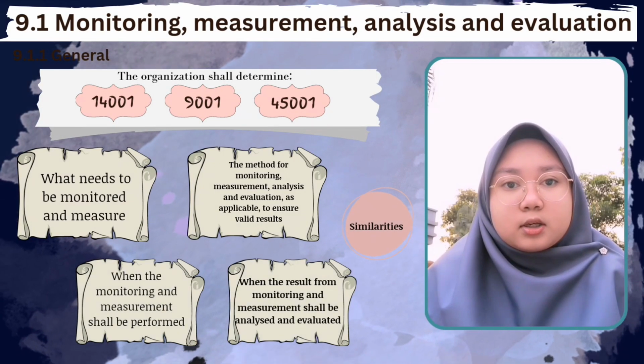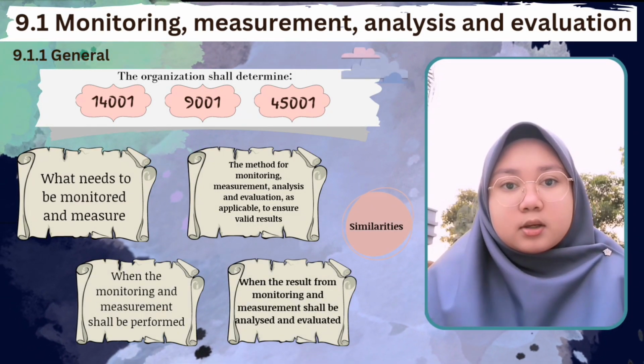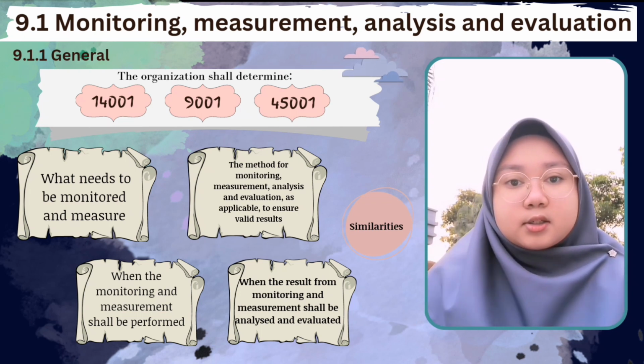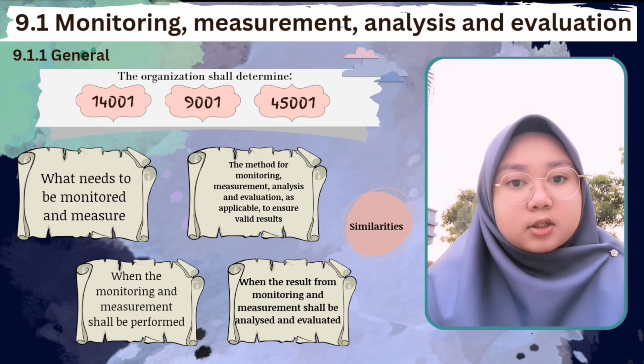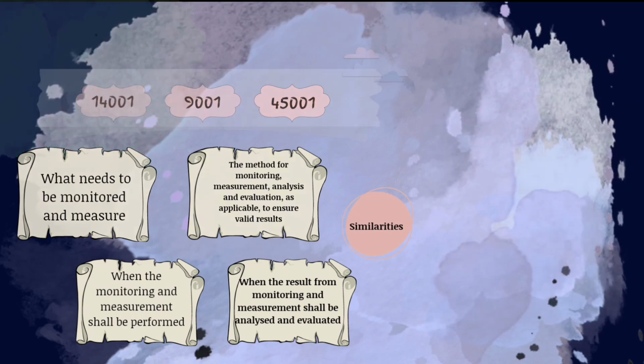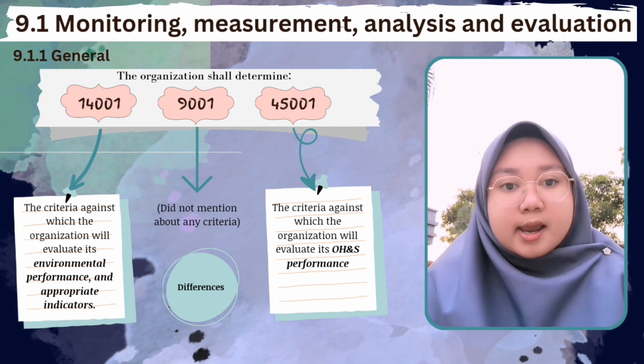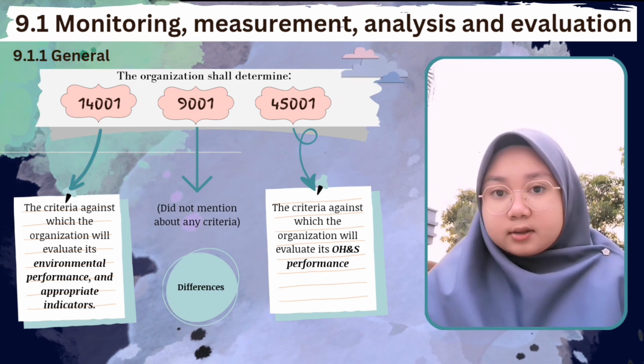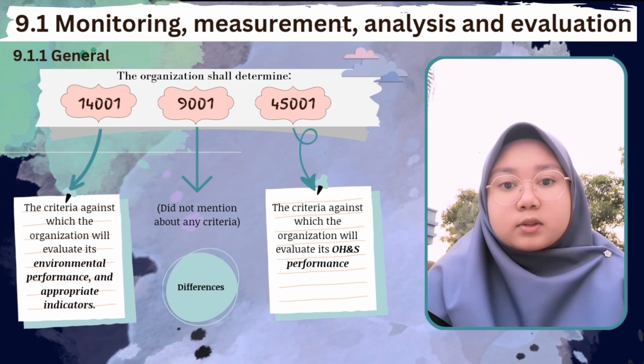In 9.1, monitoring, measurement, analysis and evaluation, the 9.1.1 general, all of the three standards mention the same point, where the organization should determine what, how and when the monitoring should be performed and when the results need to be evaluated. The only difference in this point is ISO 9001 did not mention any criteria, meanwhile the other two mention their own standards' criteria.